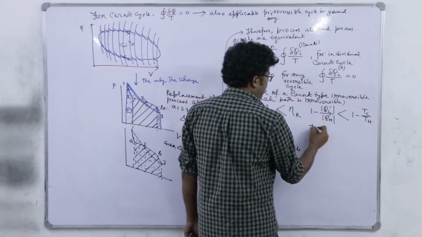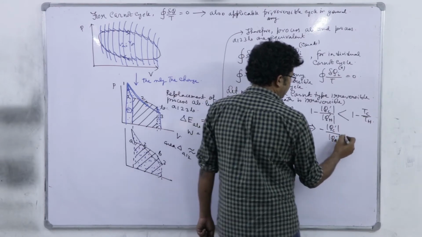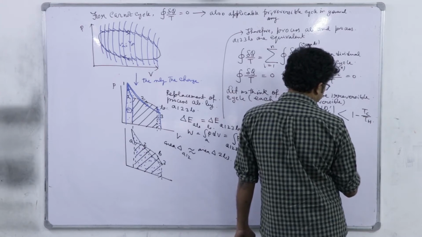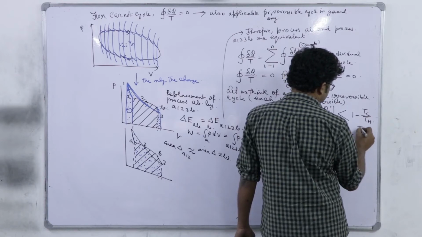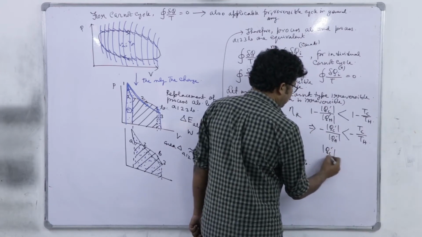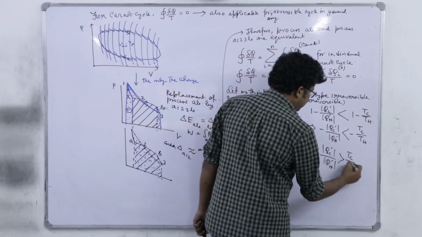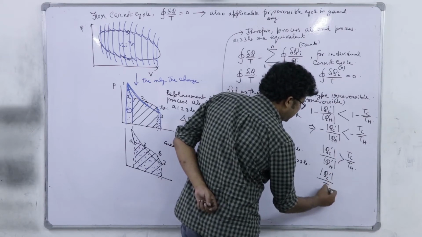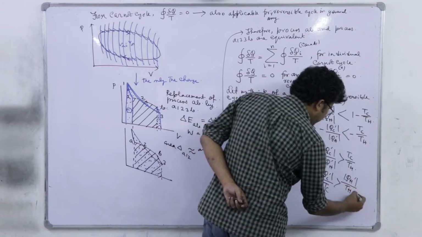Right. So minus of Qc prime by QH prime is less than minus of Tc by Th. So QC prime by QH prime is greater than TC by TH. So QC prime divided by TC is greater than QH prime divided by TH.